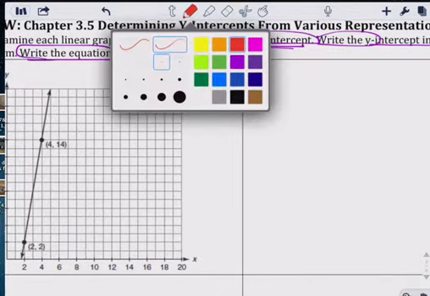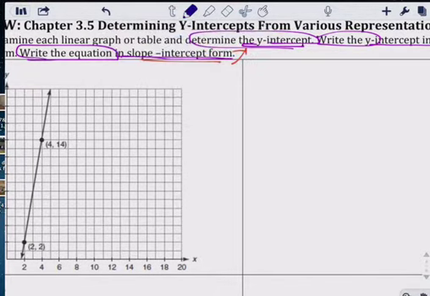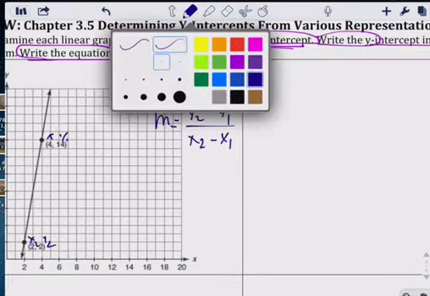Okay? So, slope is, this is x1, y1, x2, y2. Okay? Slope is y2 minus y1 over x2 minus x1. Important to remember this formula. I will look for it on the test.